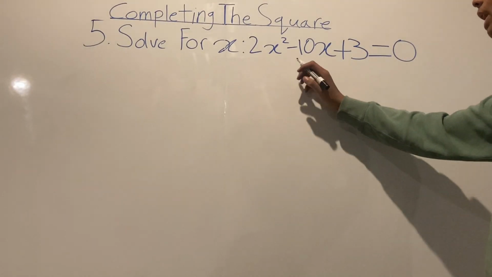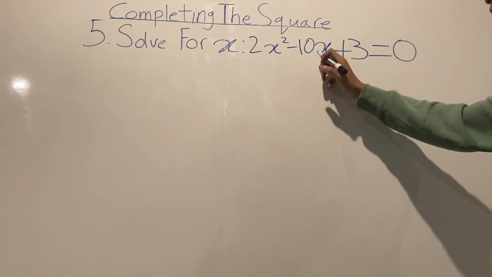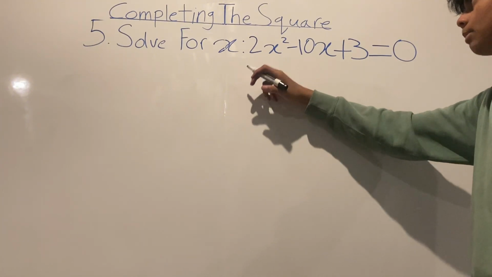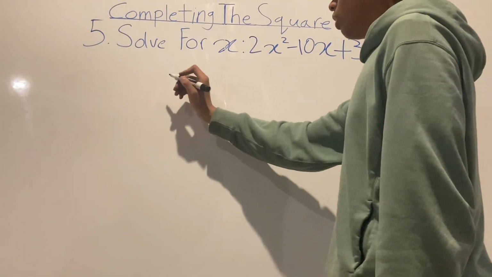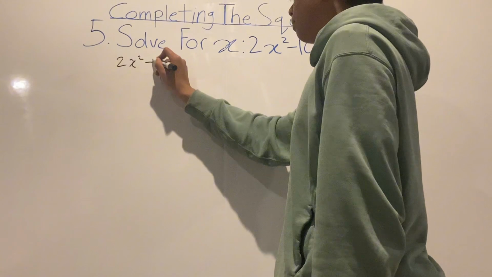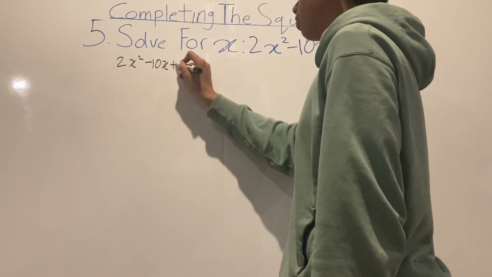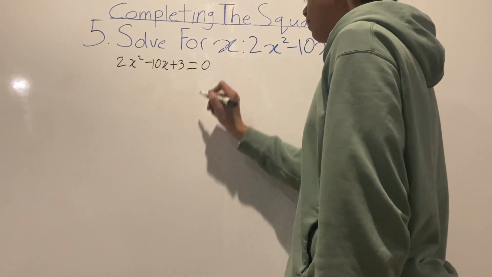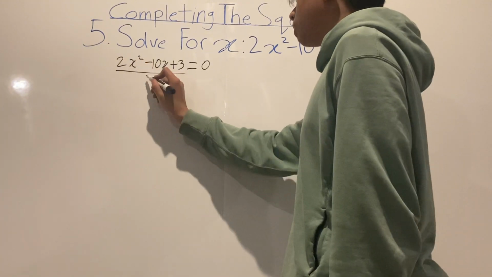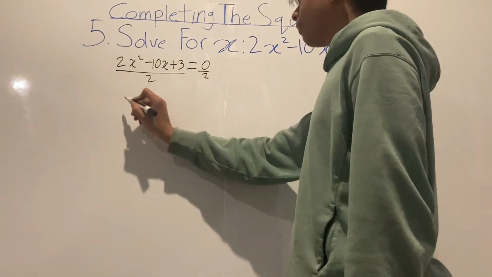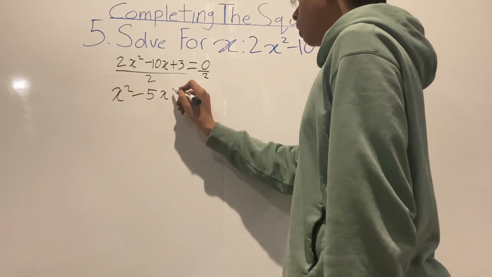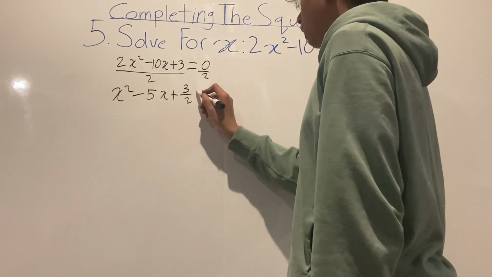Okay, question 5, we have 2x squared minus 10x plus 3 equals 0. So once again, our a value is not 1, and this time it's 2 once again. So we have our equation 2x squared minus 10x plus 3 equals 0. So we're going to have to divide our entire equation by our a value, which is 2, on both sides. So now we have x squared minus 5x plus 3 over 2 equals 0.